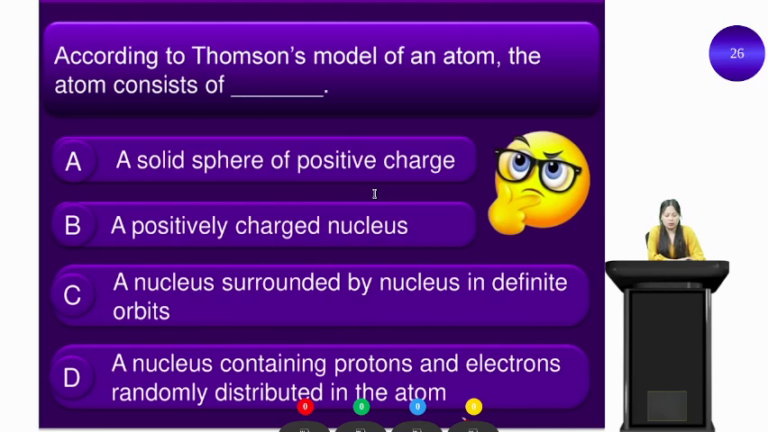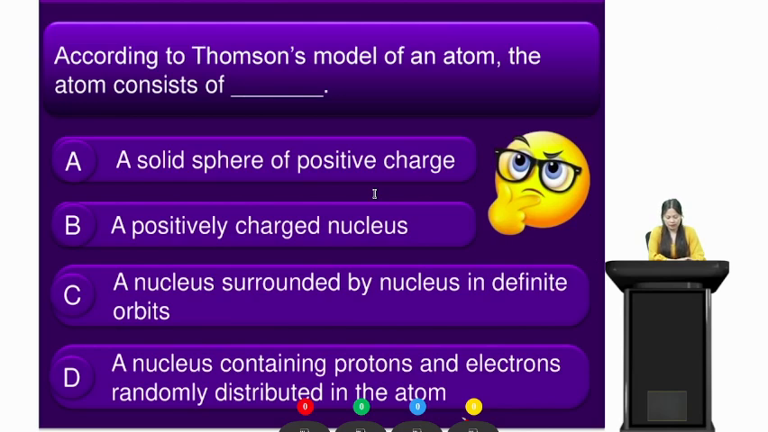According to Thomson's model of an atom, the atom consists of: option A, a solid sphere of positive charge; option B, a positively charged nucleus; option C, a nucleus surrounded by electrons in definite orbits; option D, a nucleus containing protons and electrons randomly distributed in the atom.